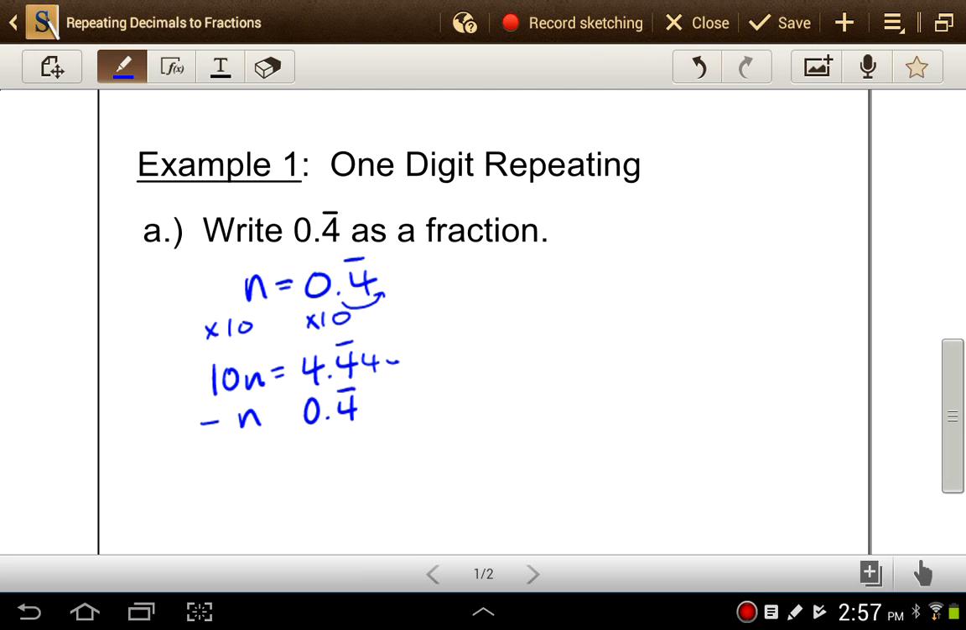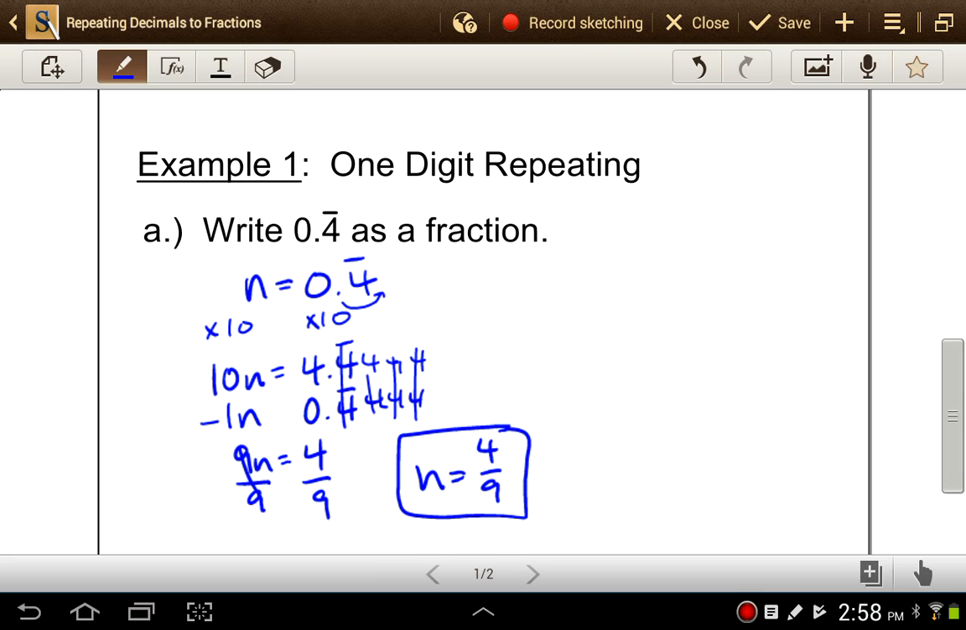So these are all 4s after here, these are all 4s, so they're all going to zero out when I subtract them. What that is going to give me is 10n minus n, or 1n, is 9n equals, and then on the right side I have 4. Now this is just a one-step equation. I'm multiplying by 9 times n, so the inverse operation is divide. Divide both sides by 9, and I end up with n equals 4 ninths. And there's your answer. Now again, the reason I chose to multiply by 10 was because I had one digit that was repeating after the decimal point. Okay, if you need to pause, go ahead.